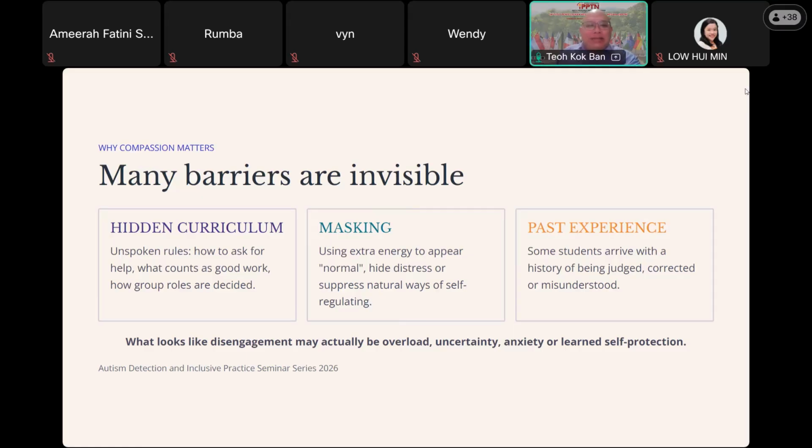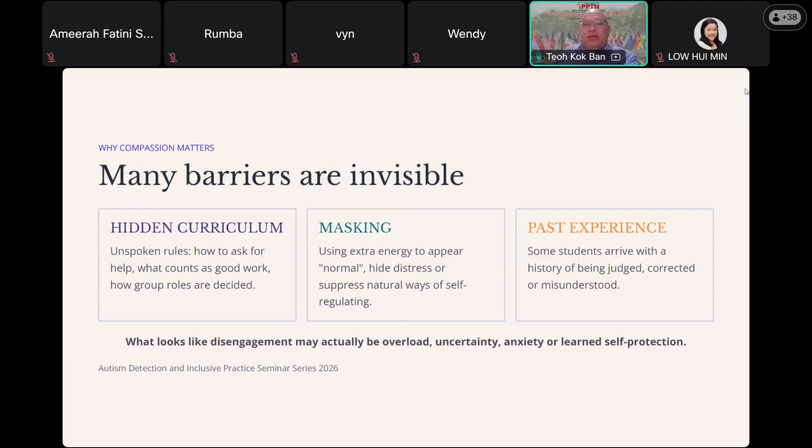And the third is about past experience. Some students come to university after many years of being corrected, or being judged, or being misunderstood, or told that the way they behave is somehow wrong. So when they enter our classroom, they are not entering as a blank page. They bring previous experiences with them. This is why what looks like disengagement may sometimes be something very different.